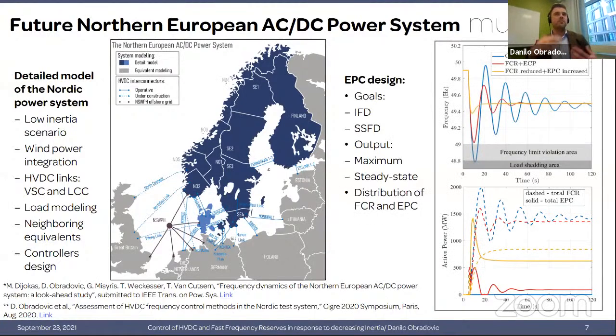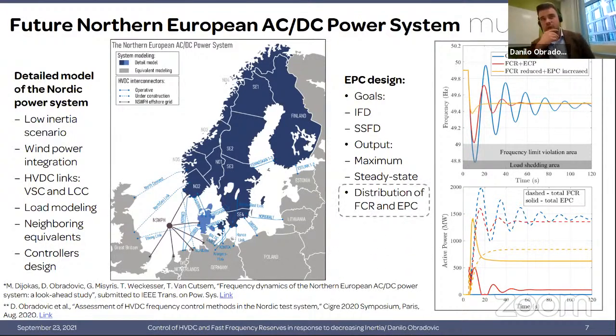The dual frequency based method was outperforming the stepwise, and therefore here we tested the dual. You see some results of the dual frequency based DPC, and basically, even in this case, if you provide enough gain, your frequency response becomes better. You're also able to replace some part of FCR with the EPC. It's just a question of whether the TSO would like to do that.